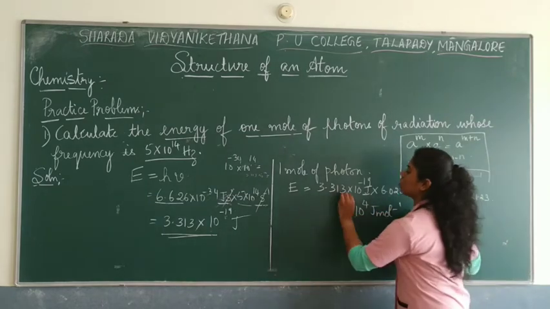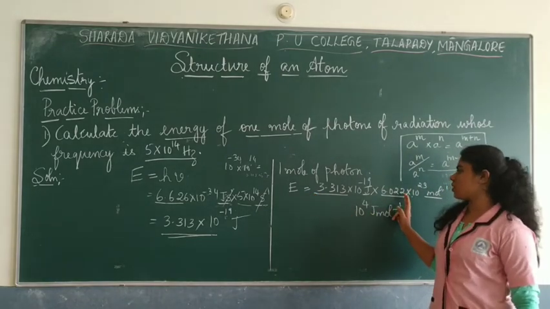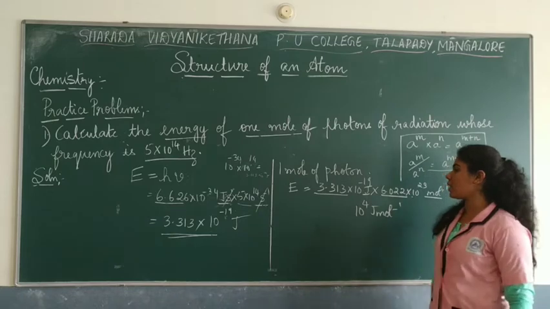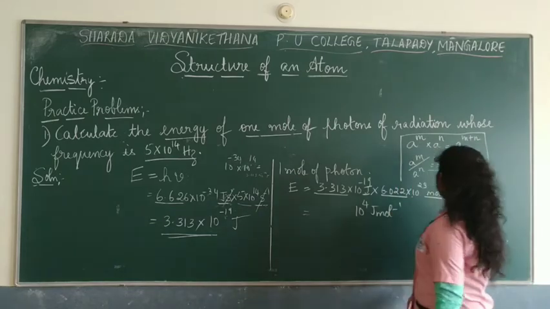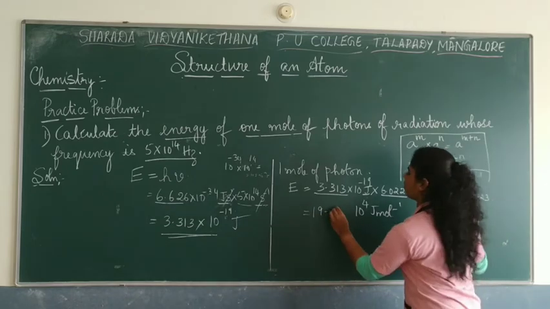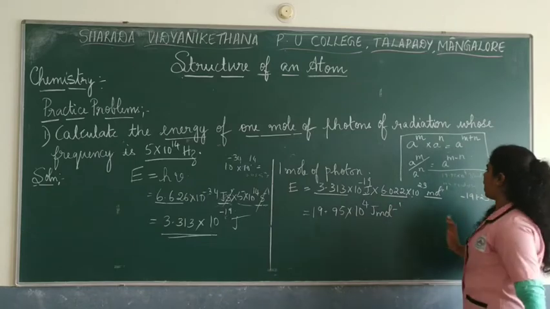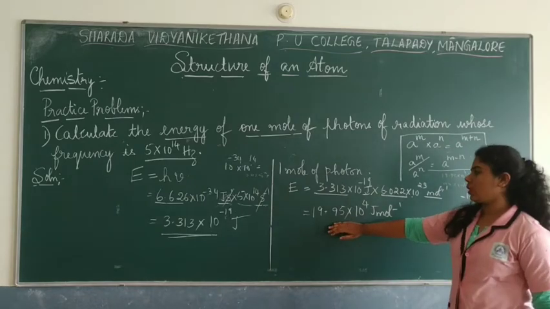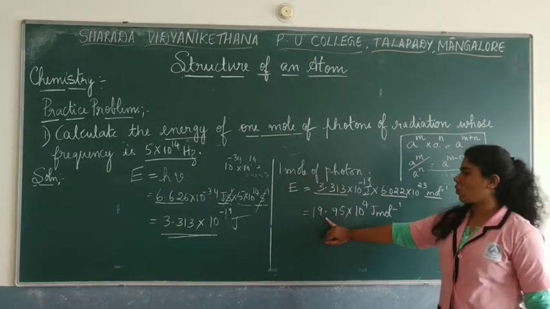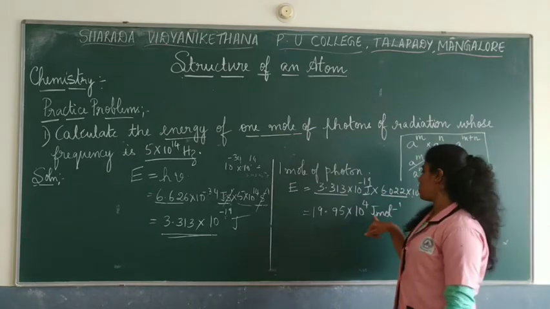Now what you have to do? You have to multiply this. 3.313 into 6.022. How much would you get as the answer? That is 19.95 into 10 to the power 4 would be the answer. Okay. This we have already calculated. I want you to try this. So 19.95 into 10 to the power 4 joules per mole.